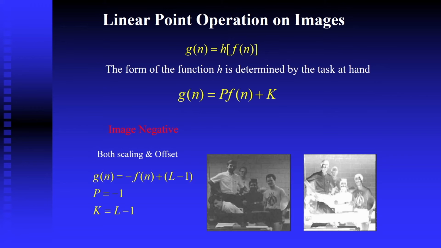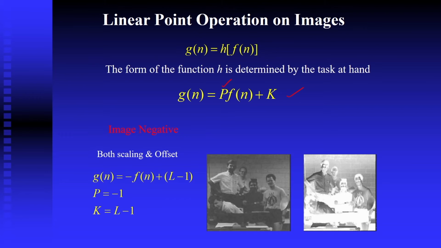Now the linear point operation on an image. I can give one example here. Here you see g(n) is the output image, f(n) is the input image, and in this case I am considering one operation. The operation is H. That is called the point operation, the linear point operation. The point operation is mainly memoryless. We don't need any memory. Now g(n) is equal to P times f(n) plus K. In this expression, K is the offset and P is the scaling factor.